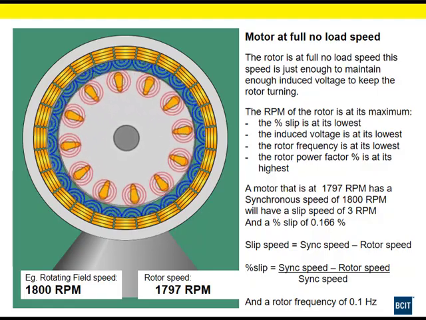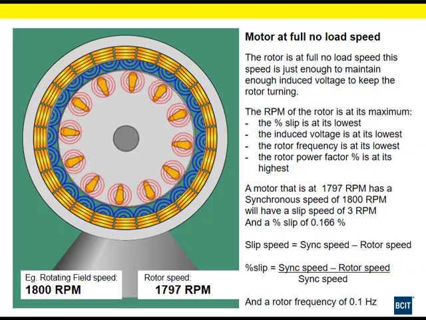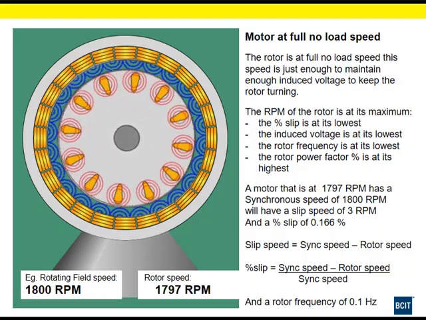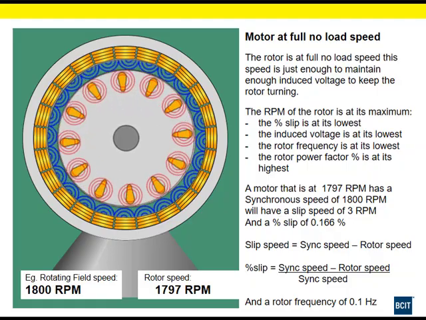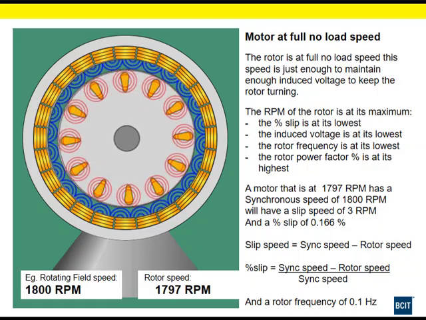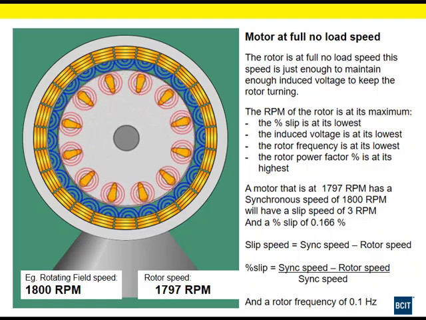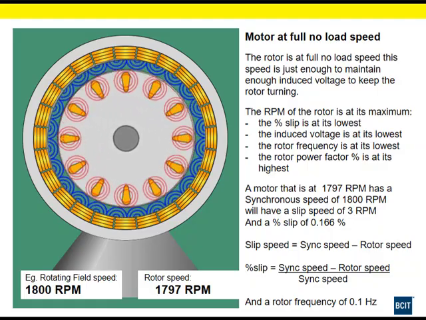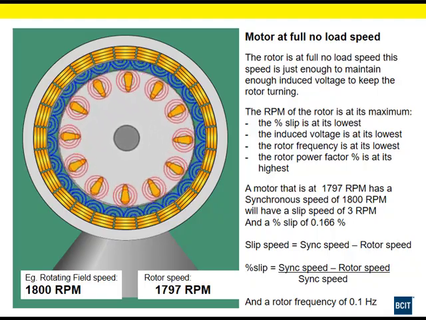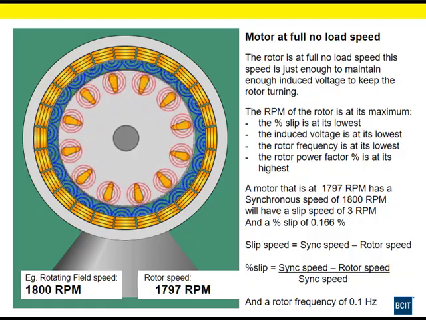A motor that is at 1797 has a synchronous speed of 1800 RPM. It will have a slip speed of 3 RPM and a percent slip of 0.0166%. So that's a really, really small amount of slip. Okay, and we calculate it as such.